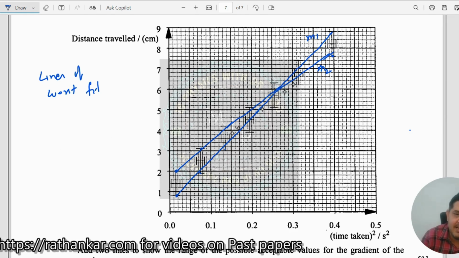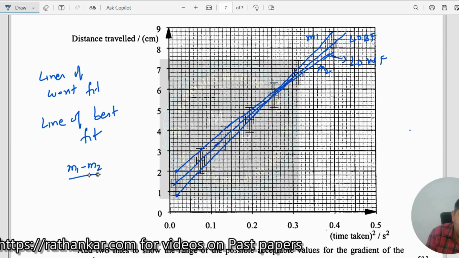If I draw a line properly, joining the central points, I may draw a line like this over here, passing through the valley of these two. This line that I have drawn now is called the line of best fit. We call it LOBF. This is called a line of worst fit, WF. That means your slopes can lie between this m1 and m2, and the maximum uncertainty in the gradient, if I take m1 and m2 here, should be m1 minus m2 divided by 2.